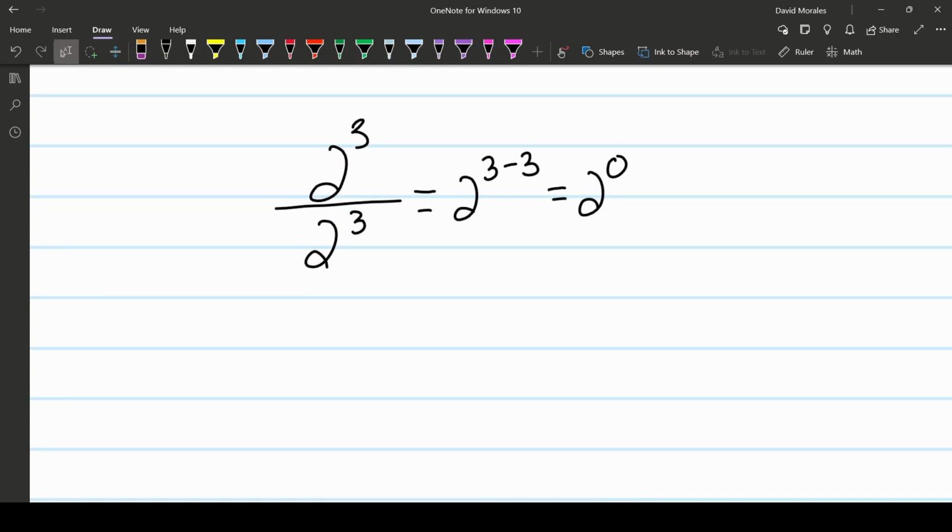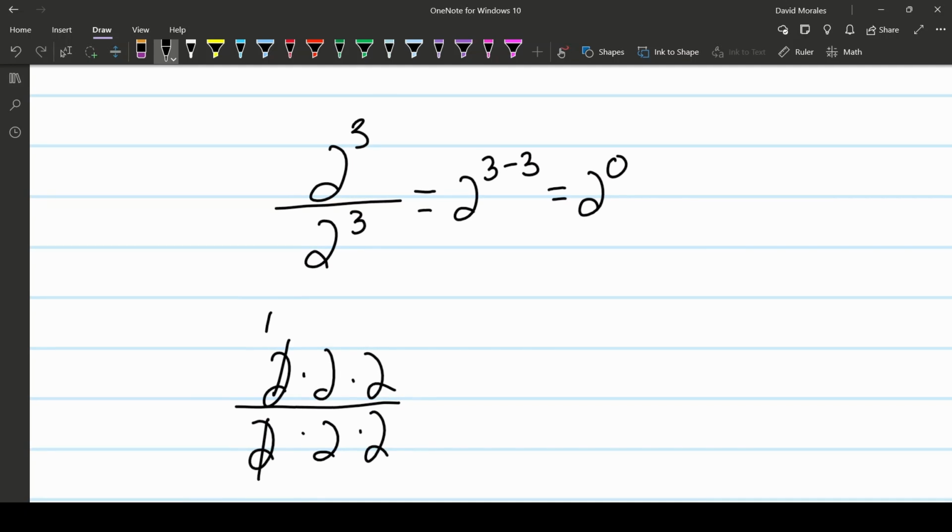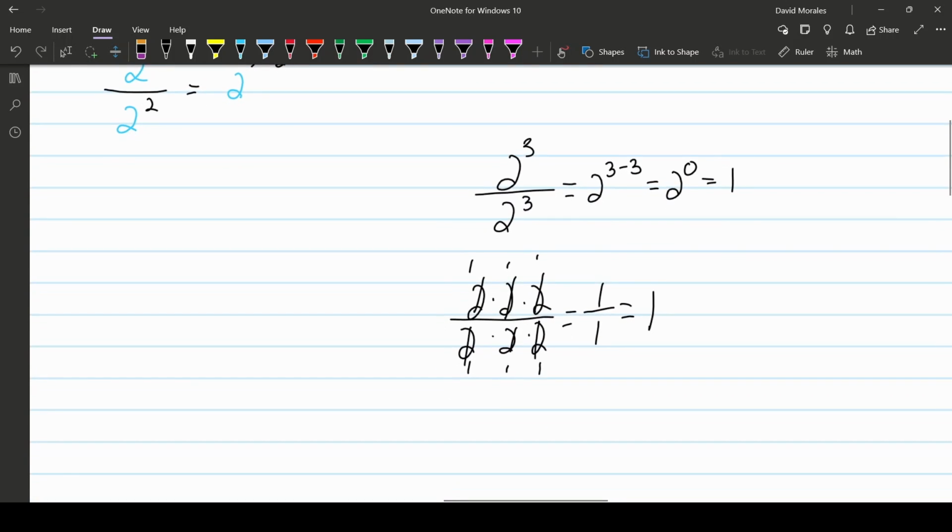So now let's expand it. 2 to the third on top would be three 2s multiplying, and then 2 to the third on the bottom would be three 2s on the bottom. Now, if we cancel each one out, 1, 1, 1, 1, 1, 1, I have nothing but 1 on the top and 1 on the bottom, which ends up being just 1. So that's why 2 to the 0, anything really to the 0, is 1. So that's why the zero rule works the way it does.